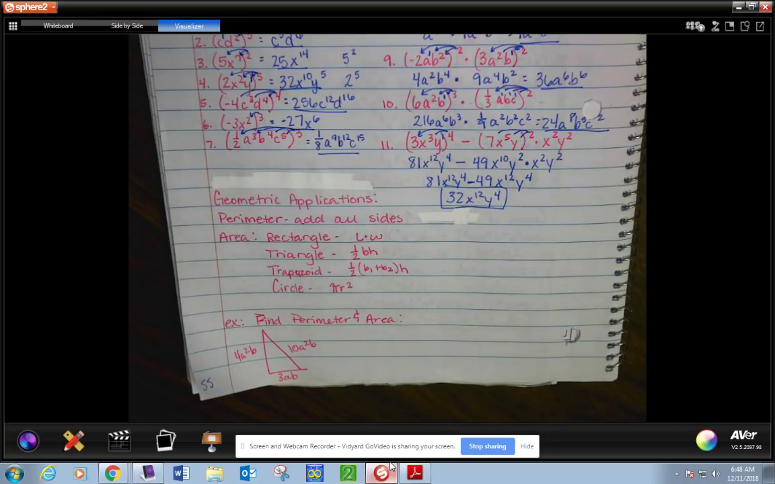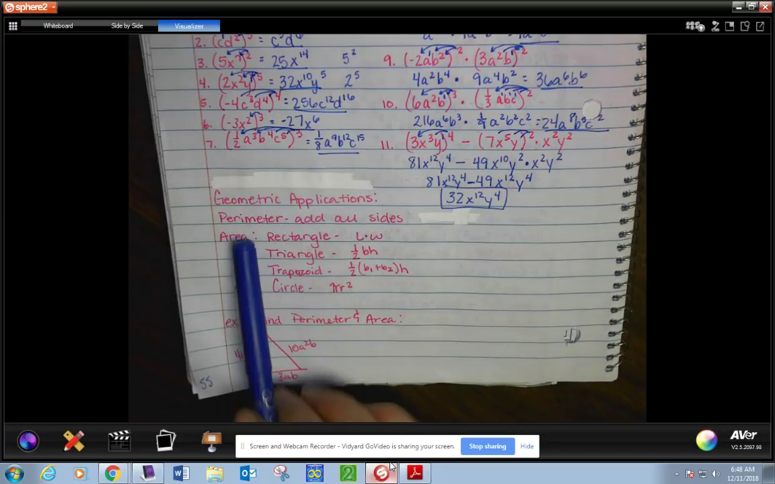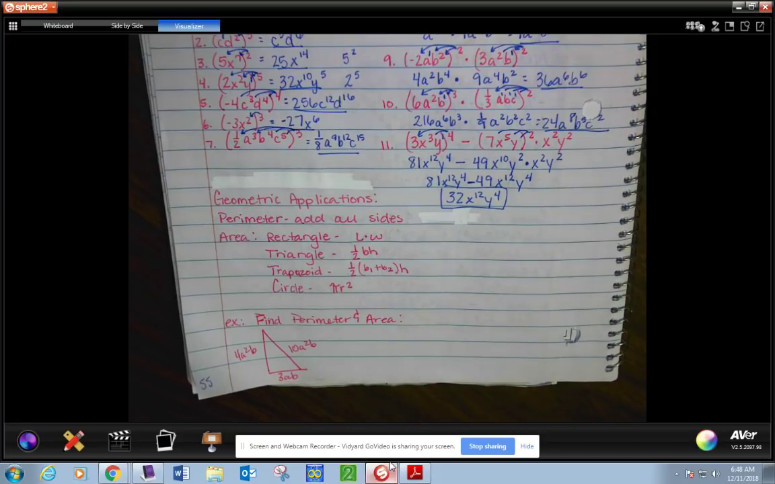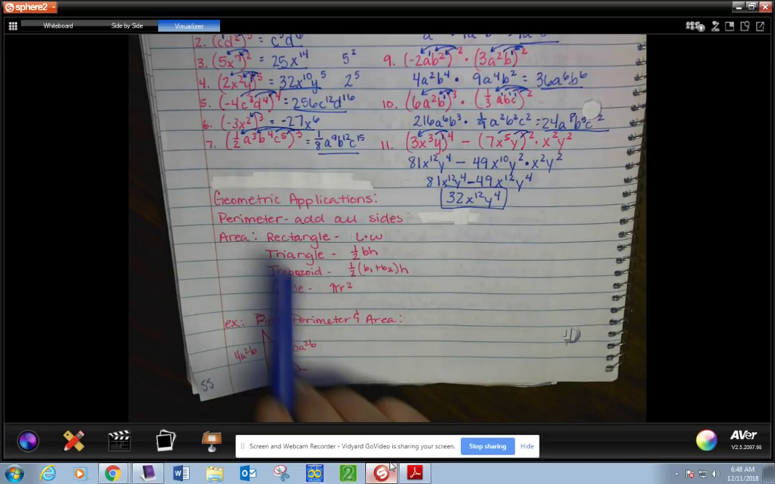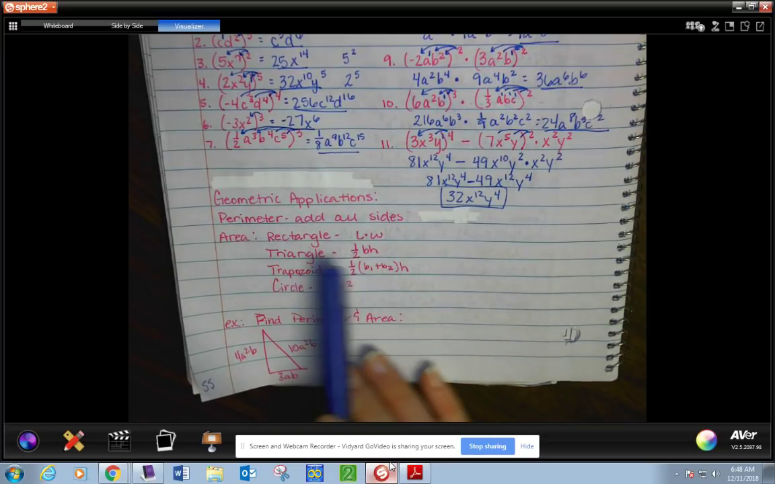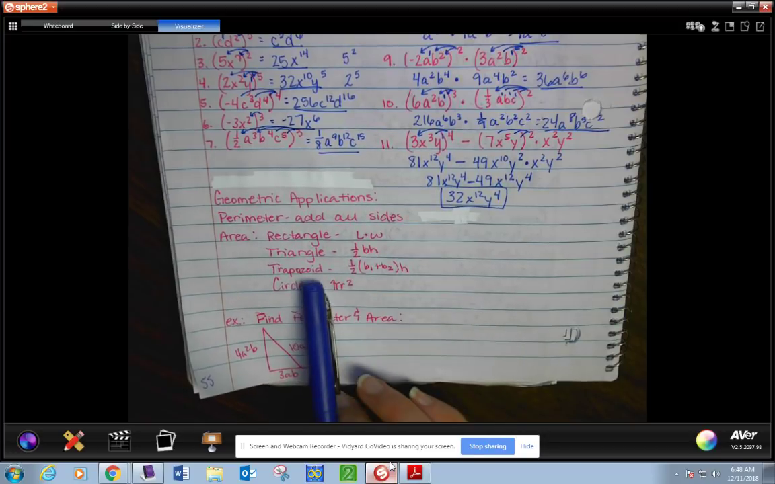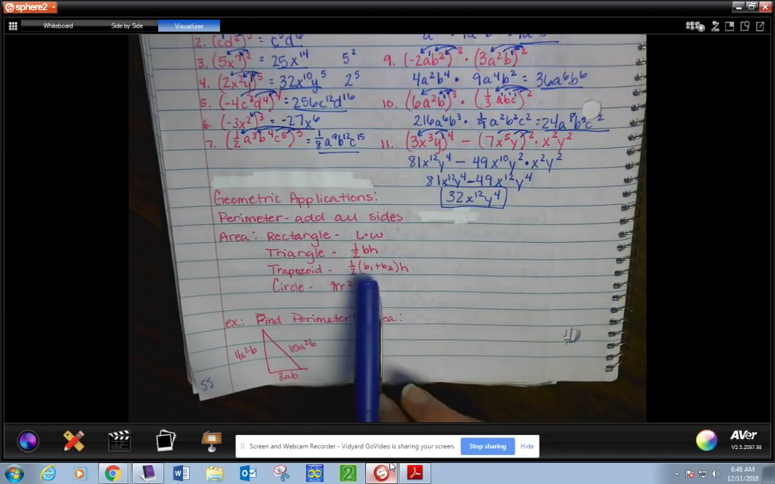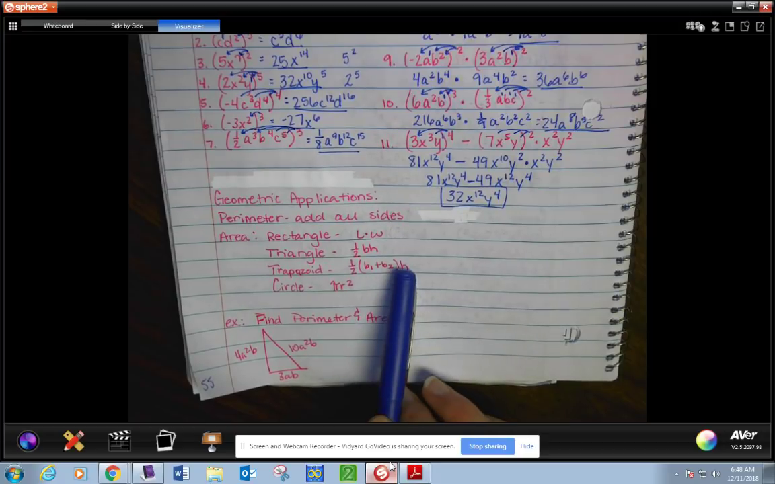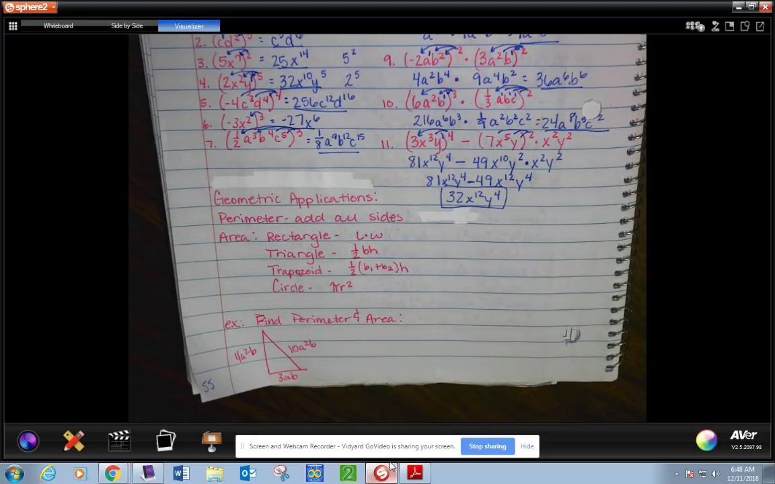Okay, so y'all are going to have some challenge problems today, which are the geometric applications. And I wrote some information for you because you know that perimeter means you add all the sides, so you're just adding. Okay, and remember, when you're adding, you only combine like terms. So the exponents have to look the exact same. Now to find area of a rectangle, you do length times width. To find triangle, you do half of the base times the height. For a trapezoid, you're going to do half of the base 1 plus the base 2 times the height. And for a circle, you use pi r squared.